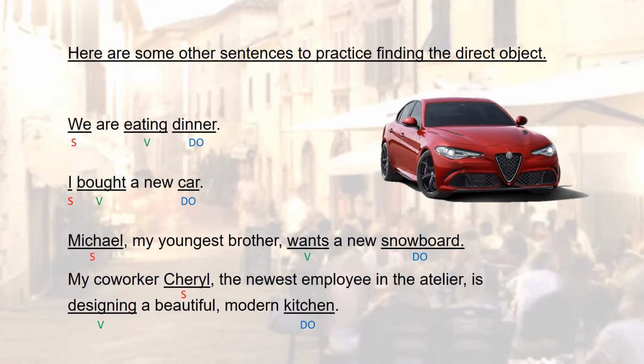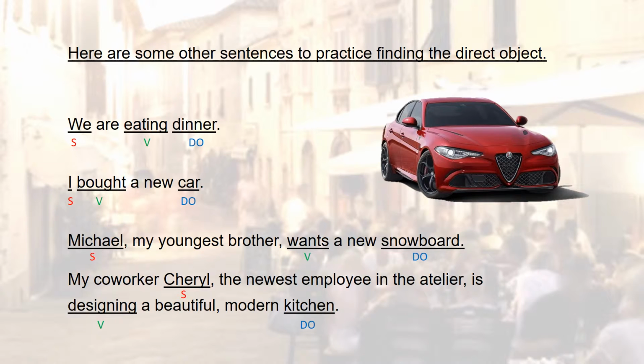Let's take a look at the last sentence. There's a lot of information here, but I think we can pull it out. The subject is written in a way that is similar to the previous sentence. So, my coworker Cheryl is a person. She also happens to be the newest employee in the atelier. Therefore, it's the same person. So Cheryl is the subject. And I know that's a lot of words, but it's providing more information about the subject, but the subject is still Cheryl.